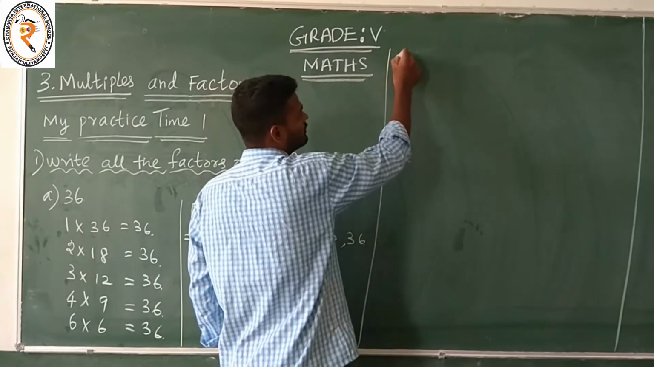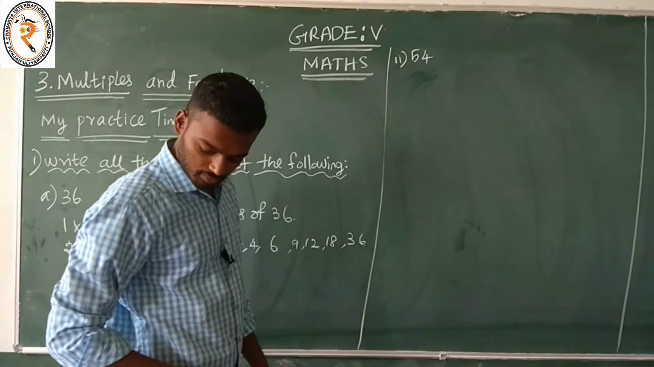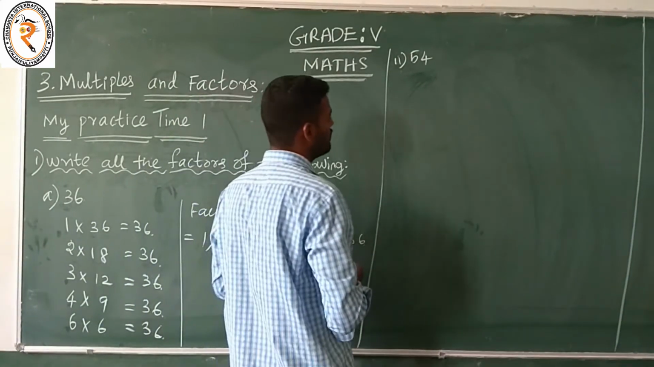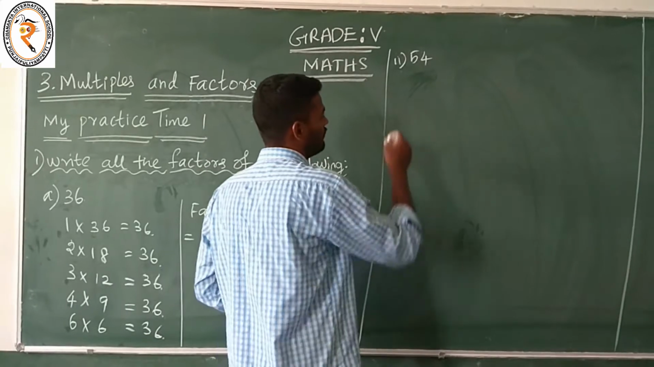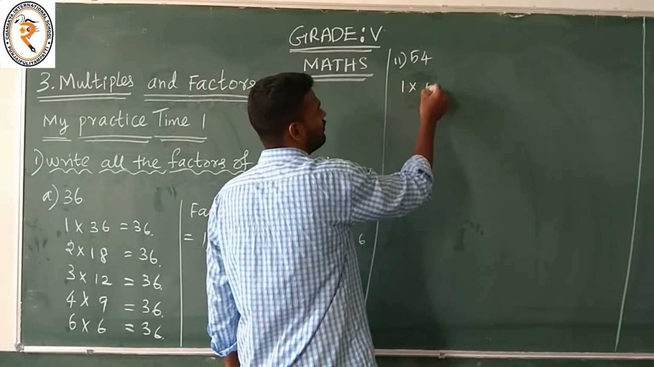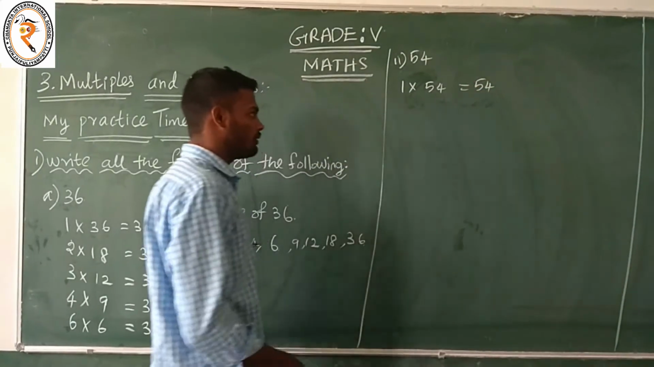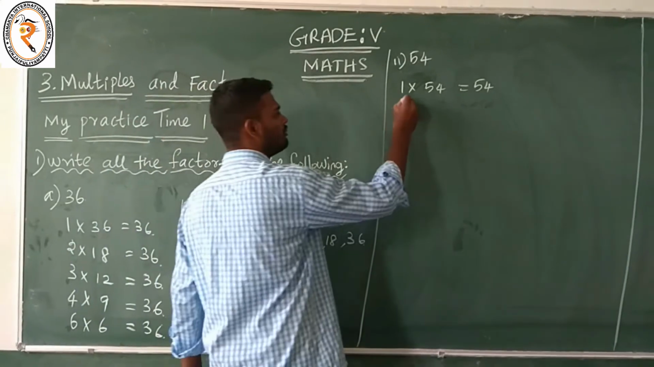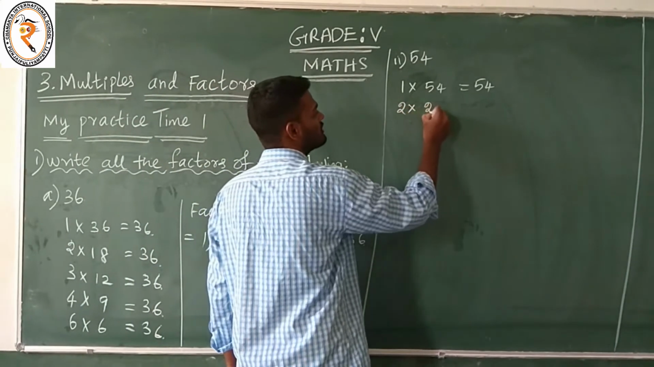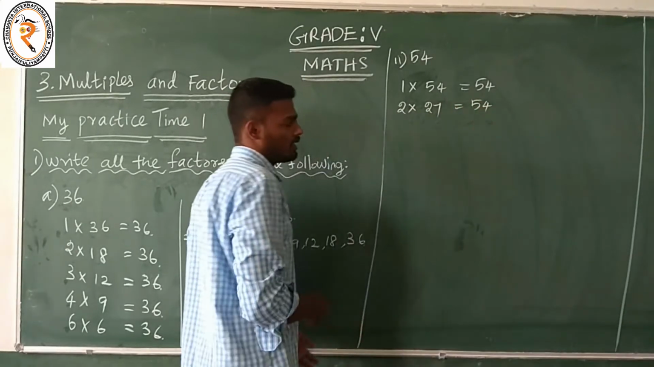Round number 2, second question: find the factors of 54. First table, 1 54 is 54. In the second table, 2 27s are 54.